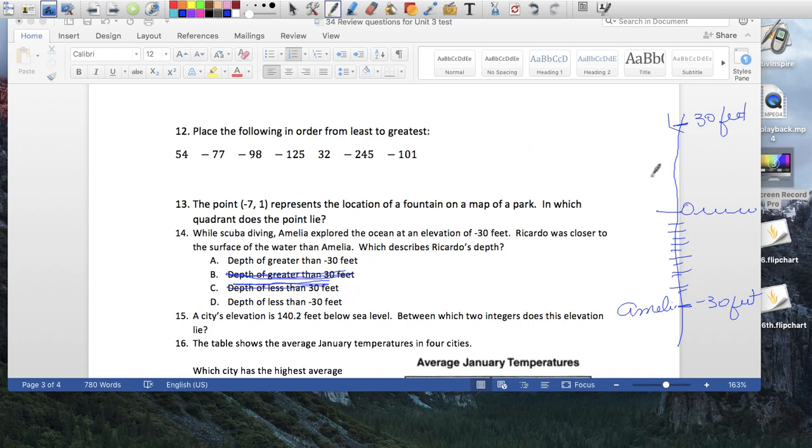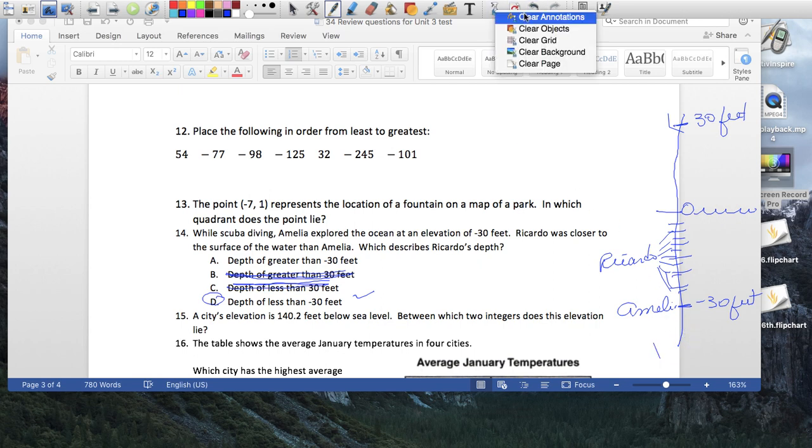So, where can Ricardo be? Well, Ricardo is going to be in this section, right? Any of these points could be Ricardo's location. So what is his number compared to negative 30 feet? Is it less than negative 30 feet or greater than negative 30? So the answer has to be a depth of less than negative 30 feet. And I'm choosing this. So I don't know, negative 29, negative 28, negative 15, negative 10. Any depth in this section would make him closer to the water. Okay, it can't be greater than negative 30 because that would put him below Amelia.